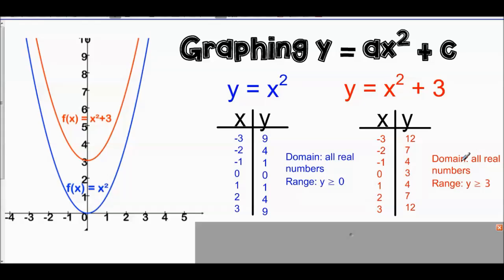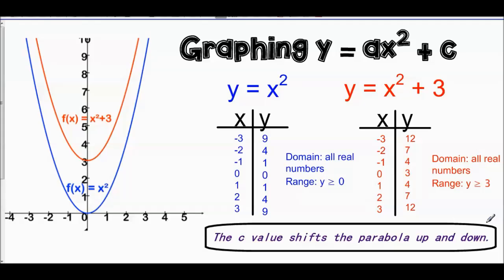So here, the domain is still all real numbers. The x value is going to be any real number. However, the range is starting at positive 3. It's everything greater than or equal to 3. So we can sum that up is that the c value shifts the parabola up and down. Here, it was shifted up because it was adding 3. If that had been x squared minus 3, it would have been shifted down. Isn't that a beautiful parabola?